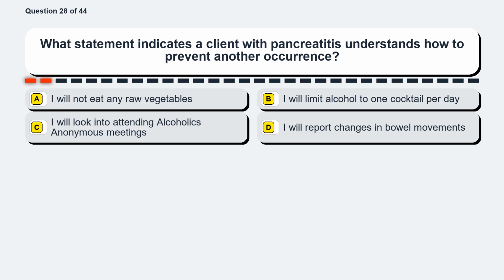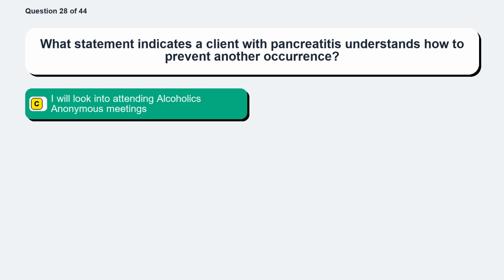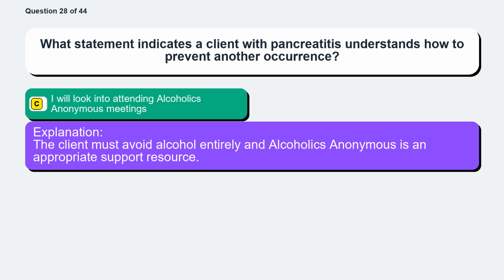Question 28. What statement indicates a client with pancreatitis understands how to prevent another recurrence? Option A, I will not eat any raw vegetables. Option B, I will limit alcohol to 1 cocktail per day. Option C, I will look into attending Alcoholics Anonymous meetings. Option D, I will report changes in bowel movements. The correct answer is option C. I will look into attending Alcoholics Anonymous meetings. The client must avoid alcohol entirely, and Alcoholics Anonymous is an appropriate support resource.